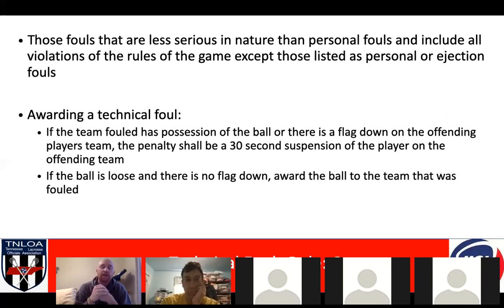A technical foul, if the ball is possessed or loose, can either be a 30-second violation, or we just turn the ball and give the ball to the offended team. We have to look at that in 2 different facets.